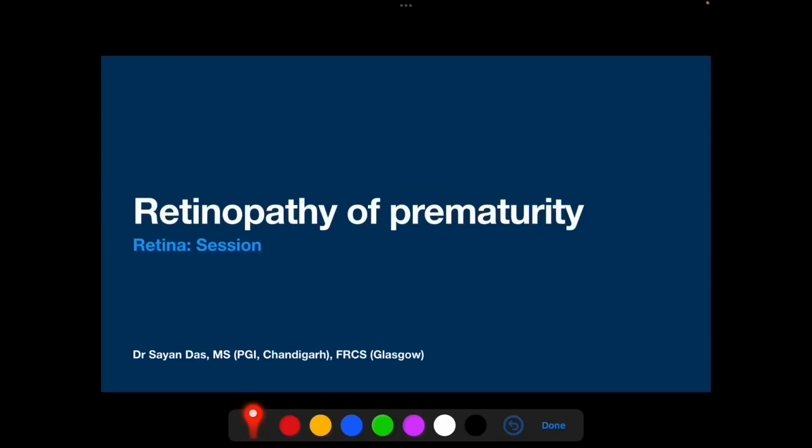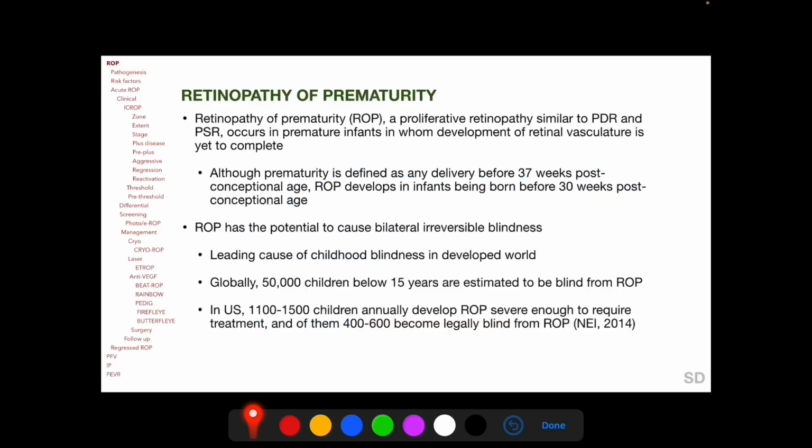Welcome. In this session, we'll be discussing retinopathy of prematurity and briefly certain other entities which are usually detected in infancy and early childhood and clinically resemble retinopathy of prematurity.